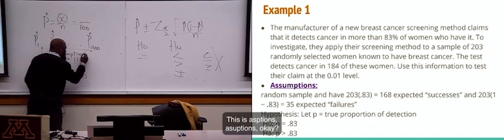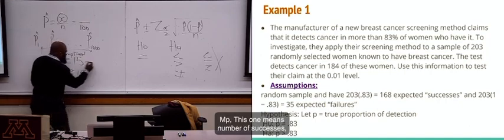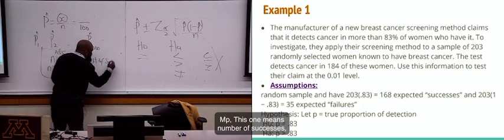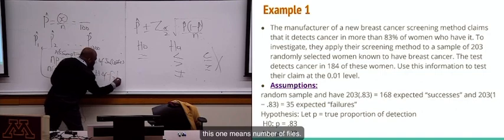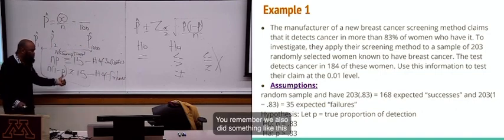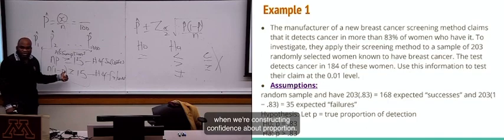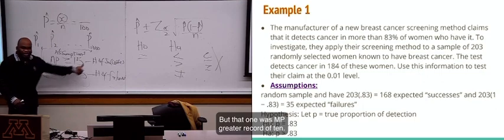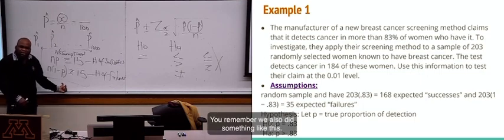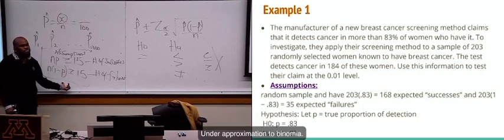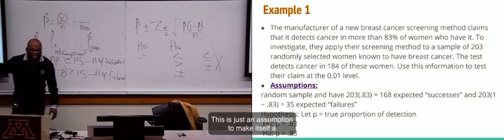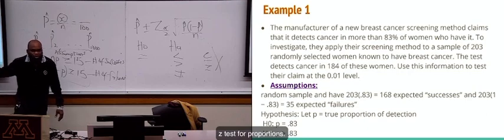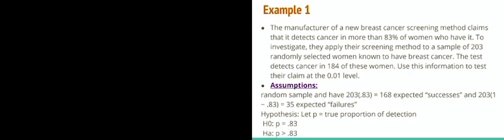Absorptions. Okay. Here, np means the number of successes, and this one means the number of failures. You remember we also did something like this when constructing a confidence interval for a proportion, but that one was np greater or equal to 10. We also did something like this under the normal approximation to the binomial. This is just an assumption to make use of a Z test for proportion. Does that make sense?